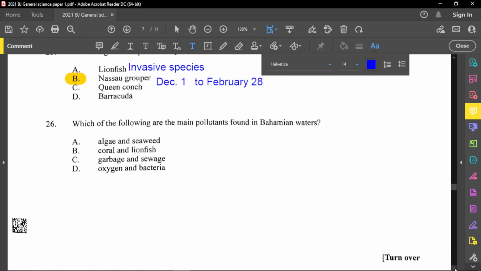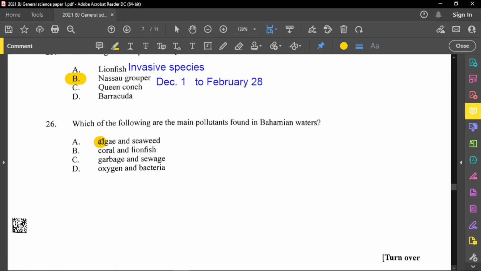So 26 is, which of the following are the main pollutants found in Bahamian waters? Let's go with option A, algae. Algae is not a pollutant. It is an organism that is there, but algae could cause a negative effect by eutrophication when it grows too much because of sewage and waste in the water. It can form a lot of algae, which will be bad for other organisms in the ocean. But then again, the algae themselves are not the pollutant.